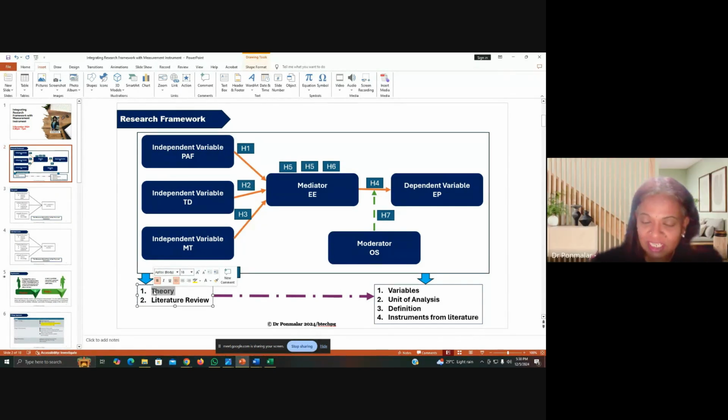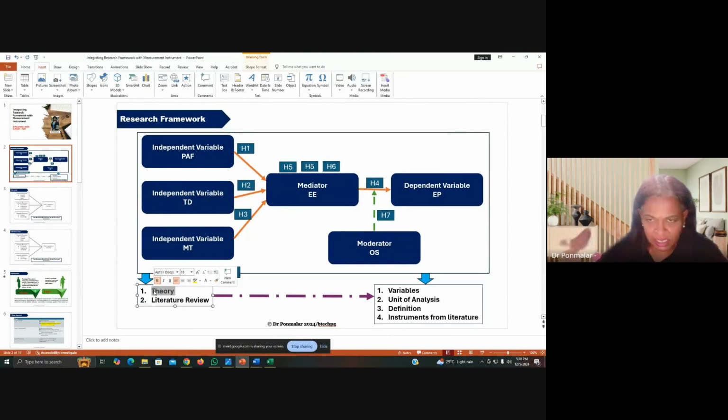Okay. So one is theory with variable. That means certain theories come with variables, so we don't have to crack our head so much. The variables are there. But the difficult part now is how do we explain the variables which come with the theory in our context of study? That's the part you need to be careful about.